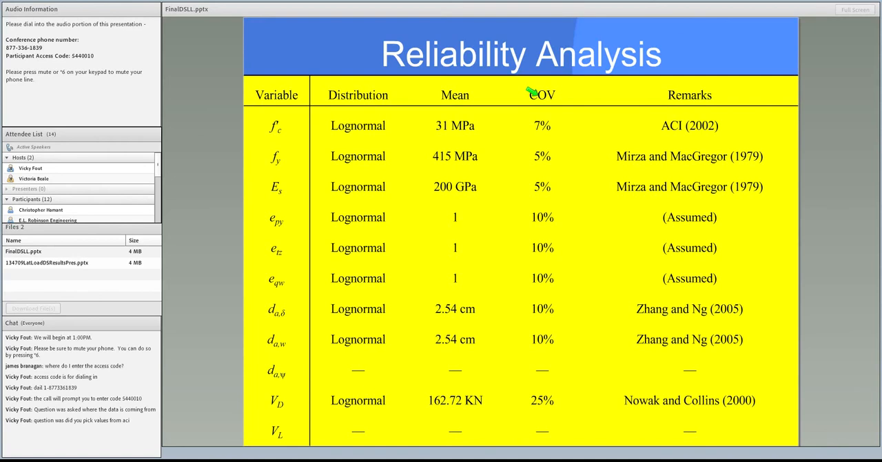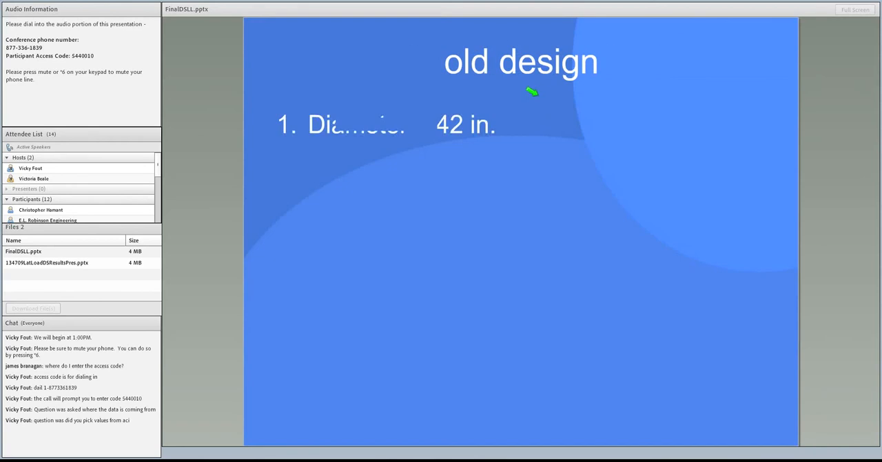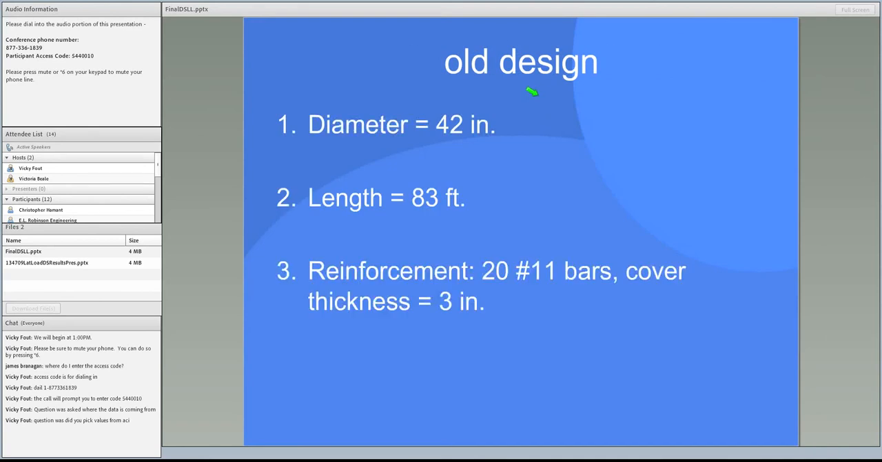But in the current practice, we didn't consider the multiple failure modes simultaneously. All the limit states are considered separately. So there's a potential that we would underestimate the probability of failure. As a result, that would end up as an unconservative design.